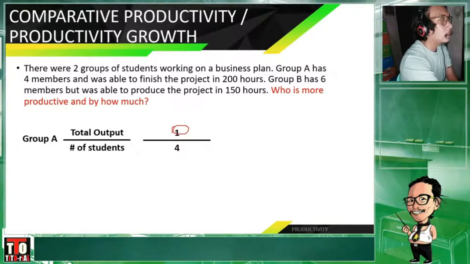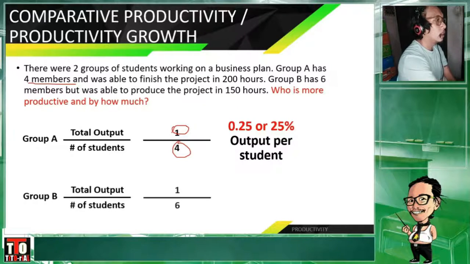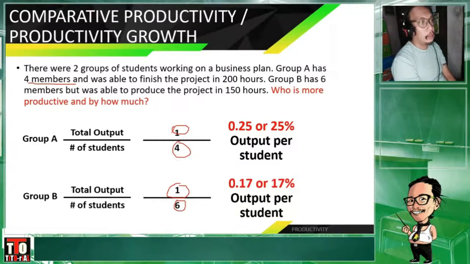Since Group A has 4 members, so alam na natin na they have 0.25 output per student or 25% per student. Okay? While Group B, their output is 1 business plan, but they have more members. They have 6 members in a group. So, each member contributed 17% sa business plan or 0.17 or 17% yung contribution per student sa business plan.